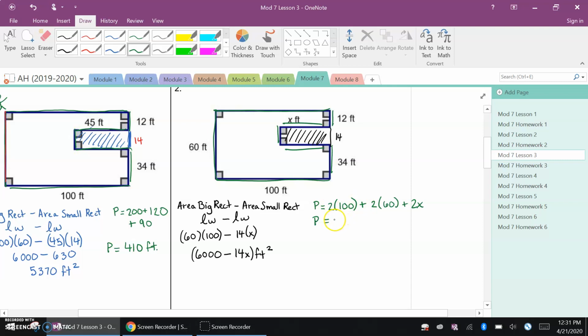So 2 times 100 gives us 200. 2 times 60 gives us 120, and then the 2 times x is just 2x. So when we add this together, we have 320 plus 2x, and then feet.